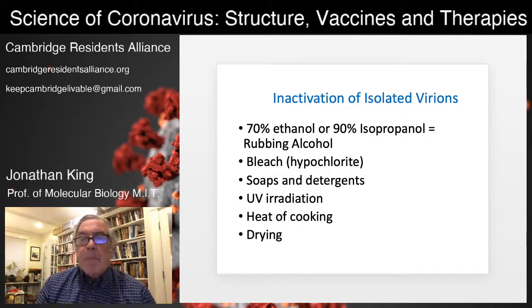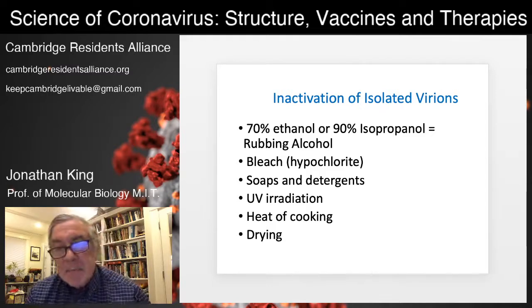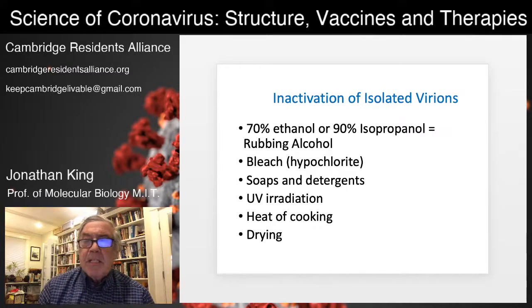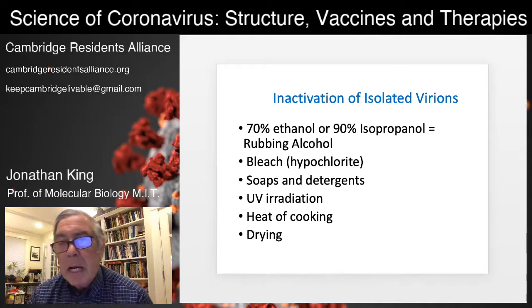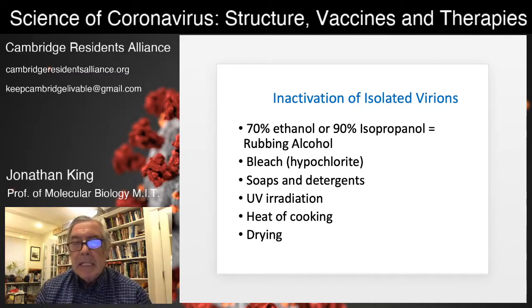Now, people want to know, well, what kills these viruses? Everything kills it. 70% ethanol, 90% isopropanol. That's the rubbing alcohol that you buy in a drugstore. Dilute bleach, like you put in your washing machine. Soaps and detergents. Soaps and detergents not only clean your hands, they actually kill the virus. Ultraviolet irradiation, either from a UV lamp, but full sunlight. If you're walking out in the full sunlight in the daytime, virus particles are inactivated.